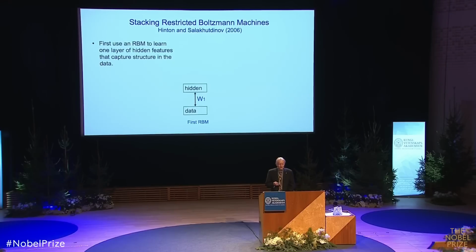So what you can do is you can stack these restricted Boltzmann machines. What you do is you take your data, you show the restricted Boltzmann machine, RBM, the data. It has just one hidden layer. And using this contrastive divergence algorithm that just goes up and down and up again, you learn some weights so that the hidden units capture structure in the data.